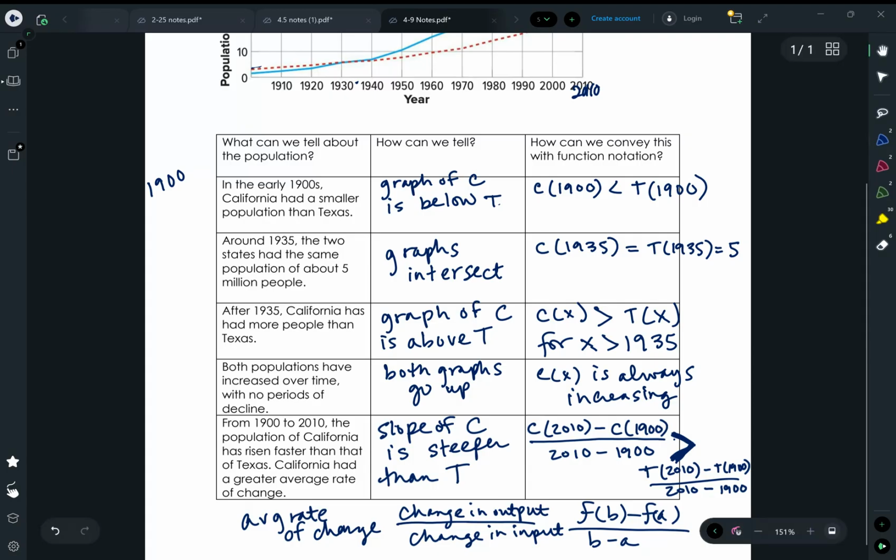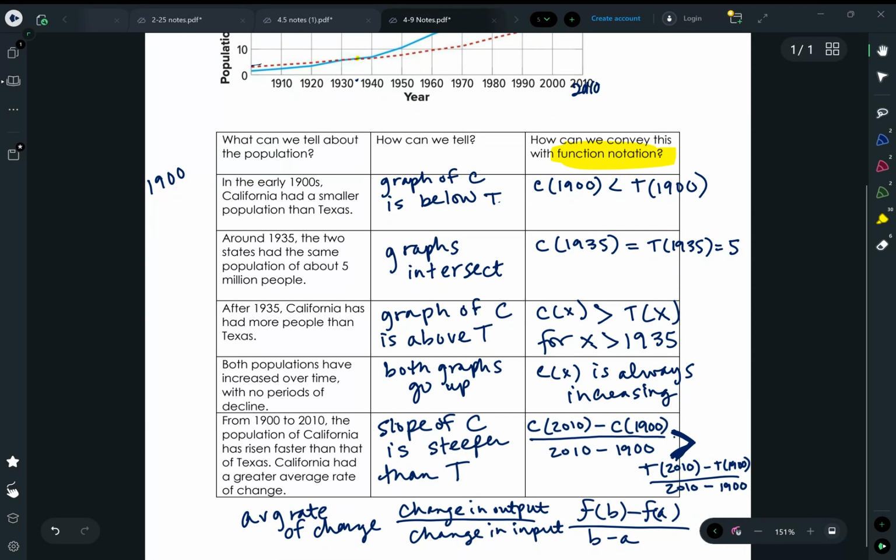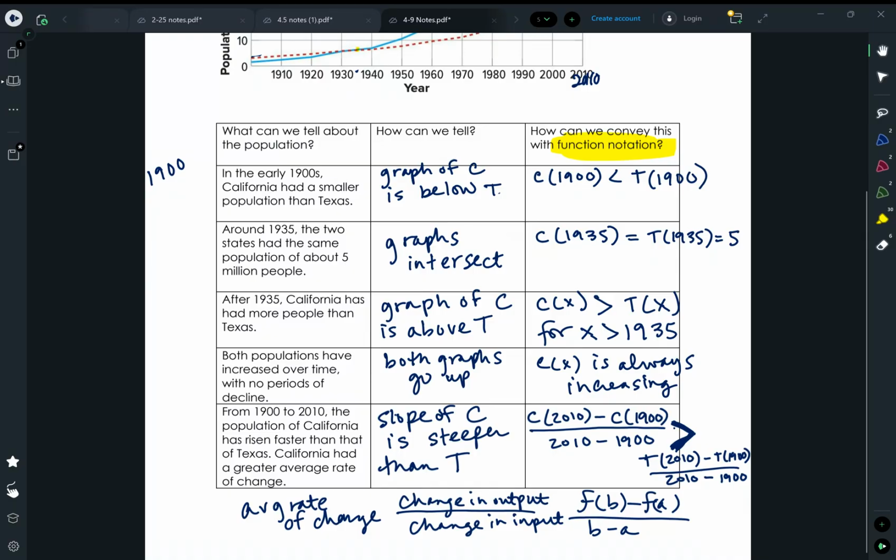So main ideas for today's notes. Just this idea that we can compare graphs. So we don't have just one graph anymore. We can compare them and we can go through it and make all these different statements. So hopefully even on your own you recognized that first the Texas graph was above the California one, that you had the spot where they were the same, that then California was above, and then thinking about those average rates of change. So those are all really good things to look at with graphs, and we can also express things with function notation. So the function notation is not going away. So as always, if you have questions, please make sure you ask.